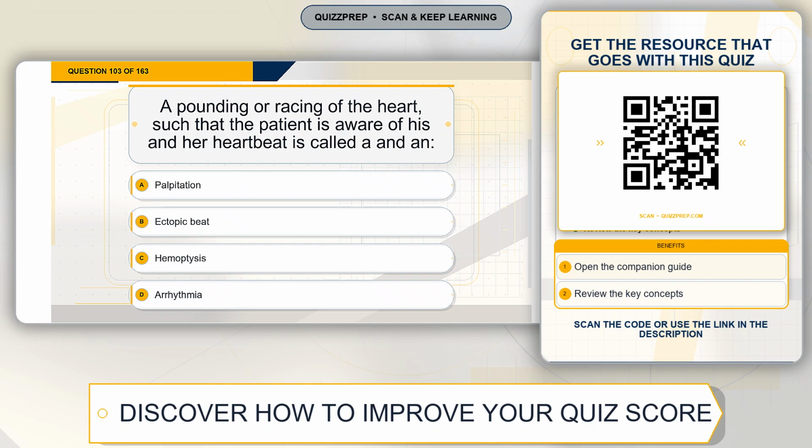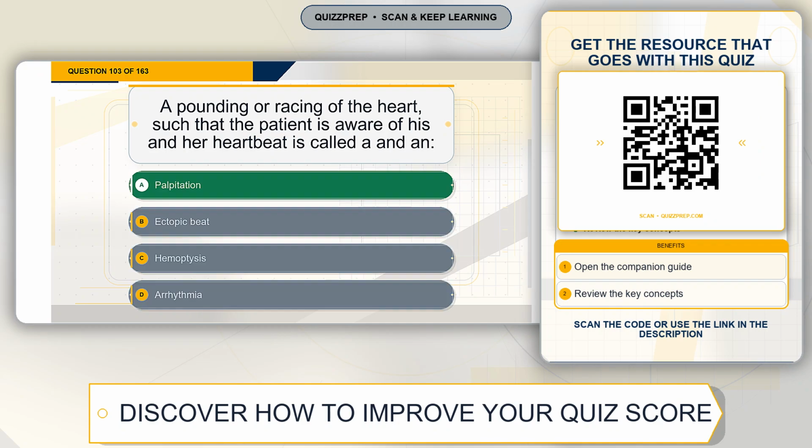Question 103. A pounding or racing of the heart, such that the patient is aware of his or her heartbeat, is called an: Option A, palpitation. Option B, ectopic beat. Option C, hemoptysis. Option D, arrhythmia. The correct answer is option A, palpitation.